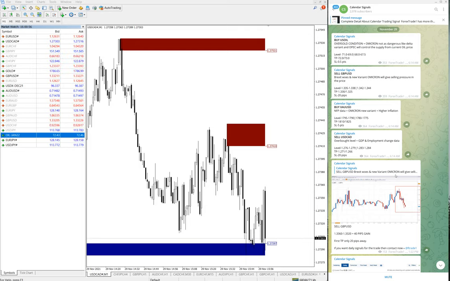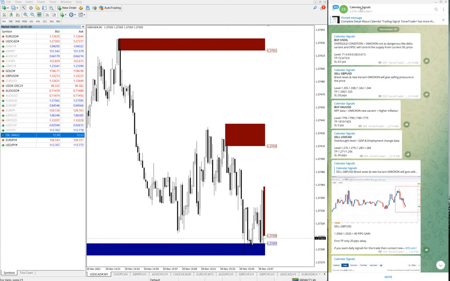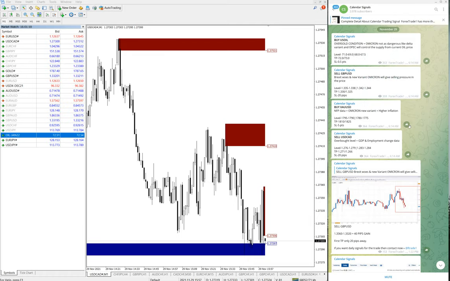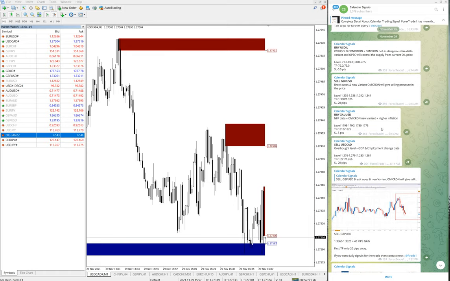Today we are going to show you the performance of today's calendar signal. Calendar signal is our free channel, t.me/calendar signal, and this is where we are giving these following signals, and we will see one by one what is the status of the signal and how it performed.